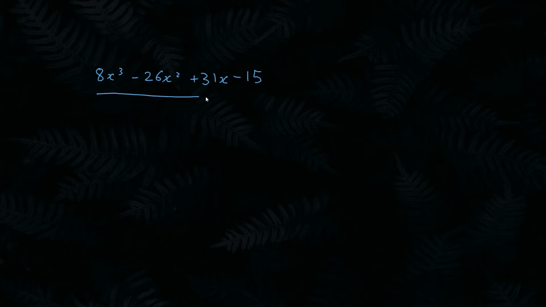Socratic math tutor here. So let's assume we're given a cubic polynomial. For the sake of example, I'm choosing 8x cubed minus 26x squared plus 31x minus 15. And let's also assume that we have a degree 1 factor. So in this case, we're going to use 2x minus 3, which turns out to be a factor of this cubic polynomial. And there's a few different ways you might get a factor like this.